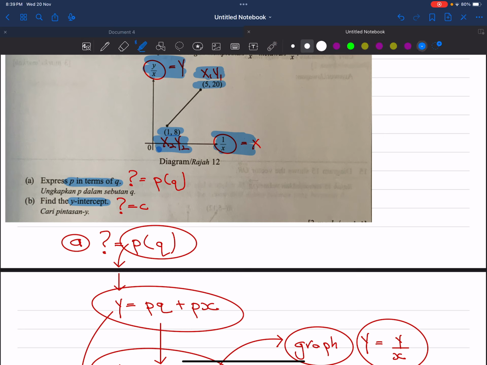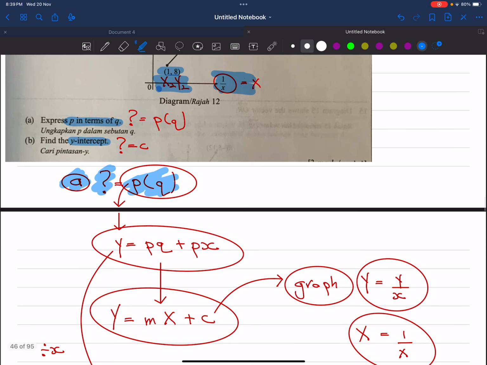Question, part A, find P in terms of Q. We always start from what they ask. They are asking for P, so I will go to the equation that has the P.